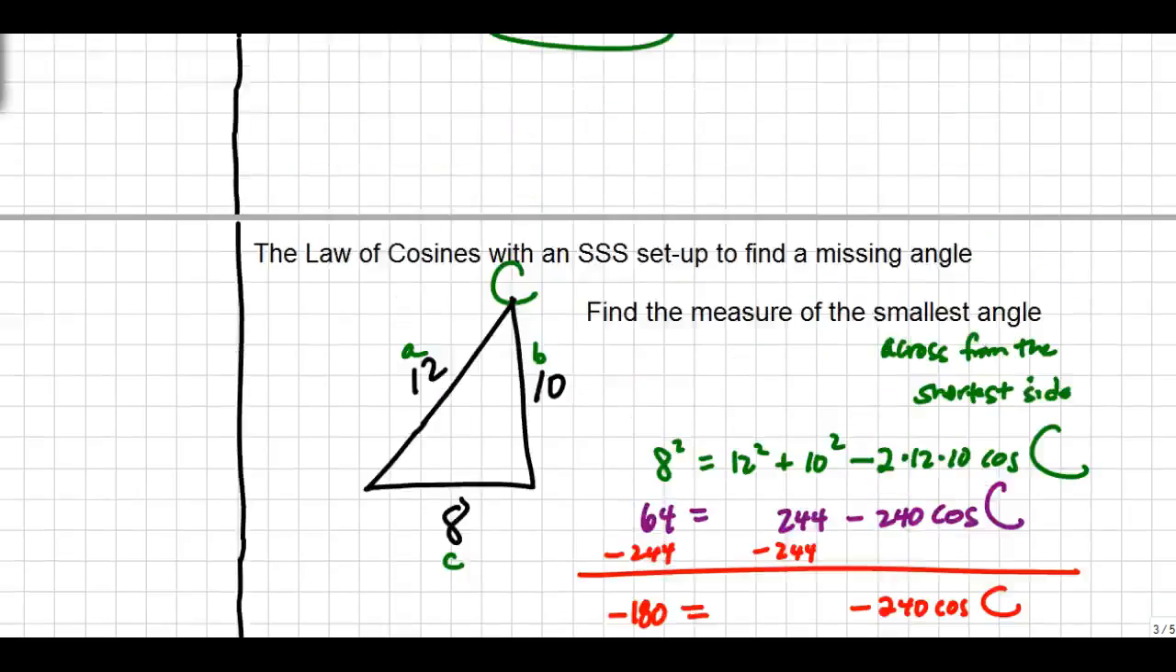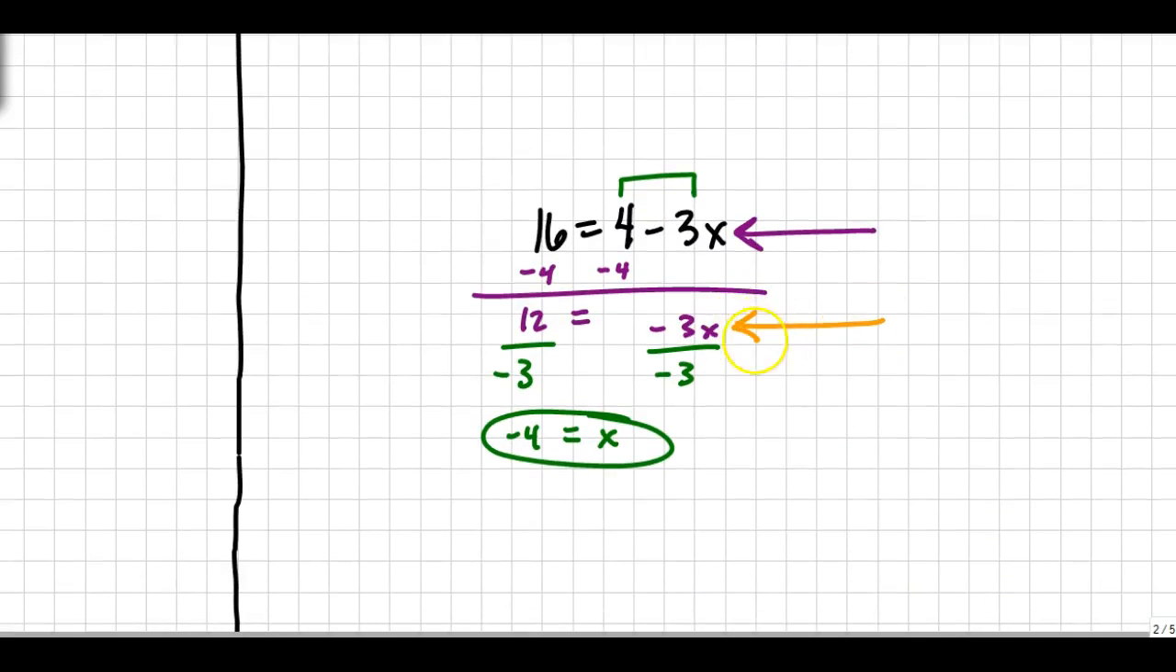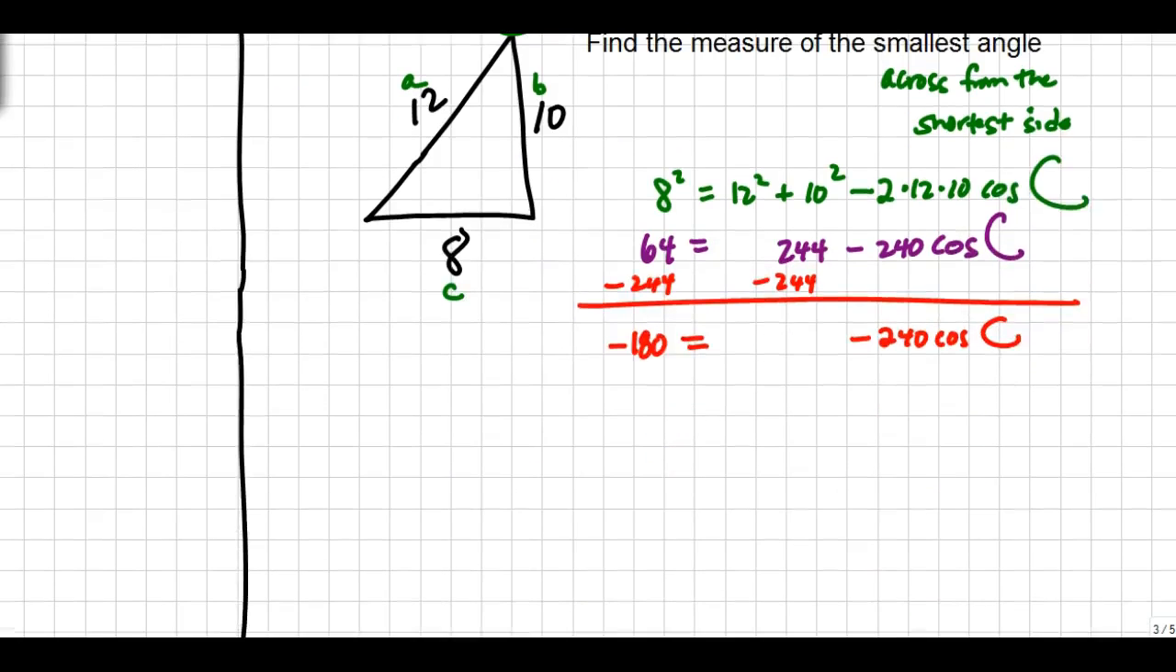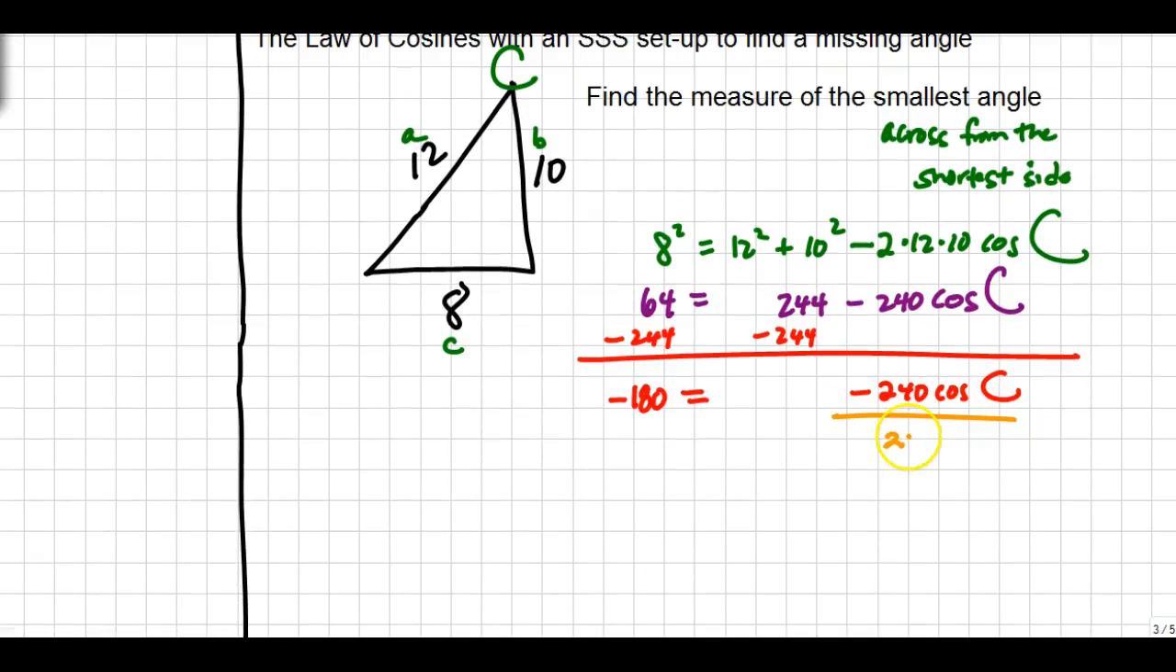Now we're at the point where we were right here. We have a number in front of a variable, so we're going to divide by that number on both sides. So we're going to divide by 240, making sure to do what? You're right, bring the negative with. So now over here, make sure you do the top number divided by the bottom number.